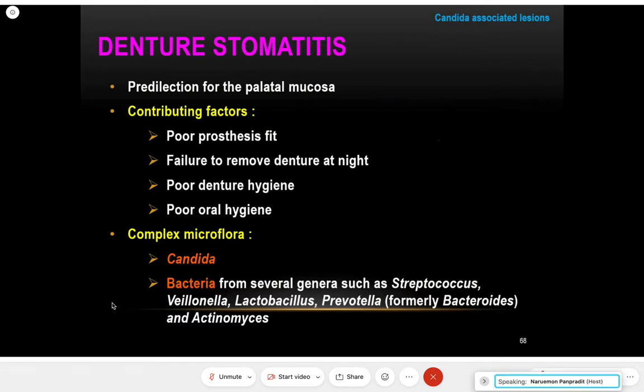The contributing factors are not different from another type, but they are related to the denture. Like poor prosthetic fit, a loose denture as a factor, or the patient fails to remove the denture at night. They try to sleep together with their denture and don't want to take it off. And poor denture hygiene, oral hygiene, are the most contributing factors. And there is friction and a complex of the candida and the bacteria infecting together.